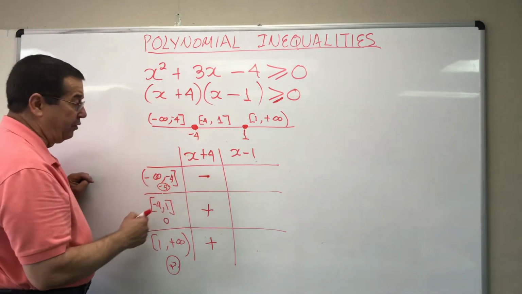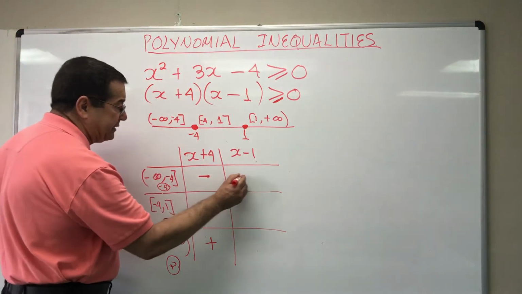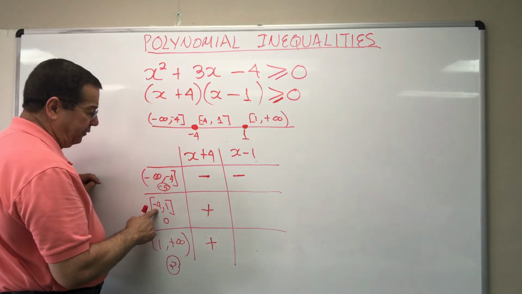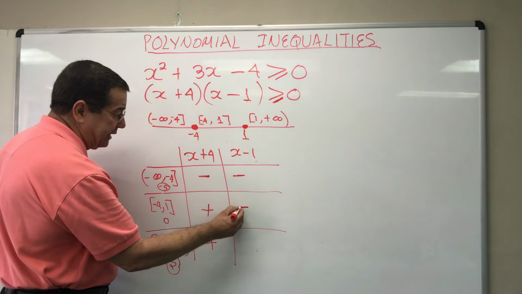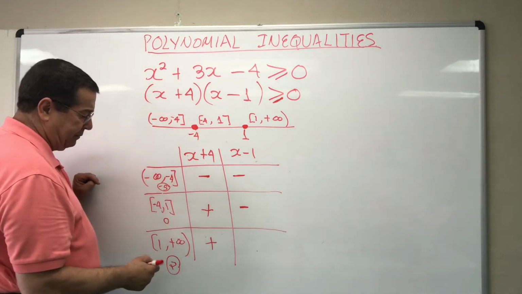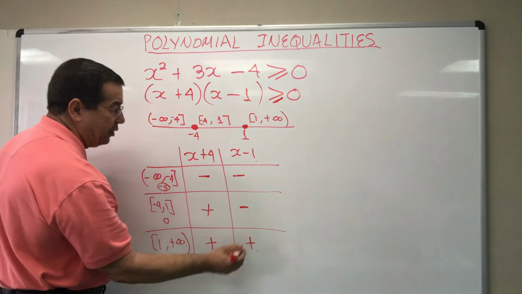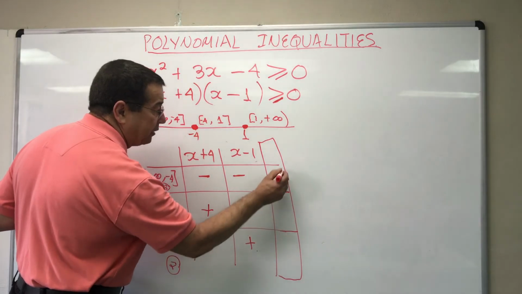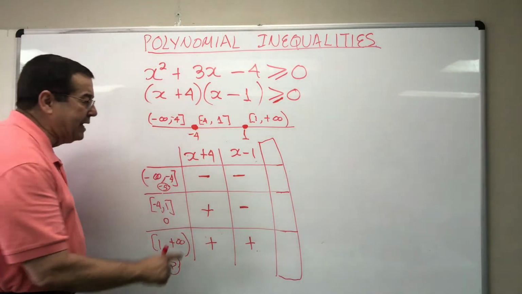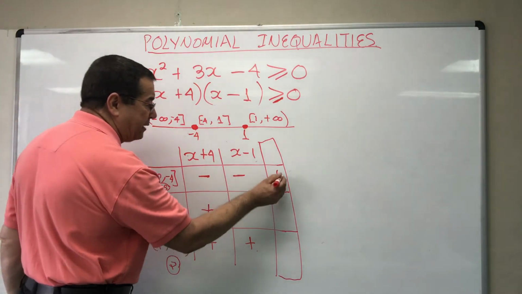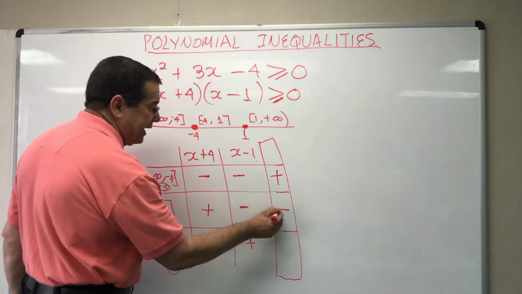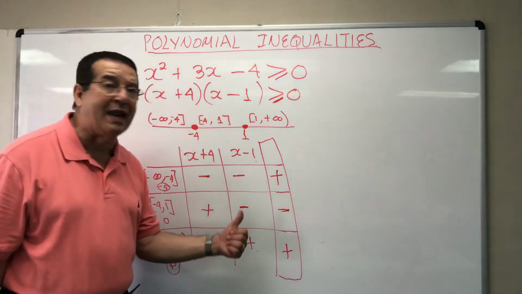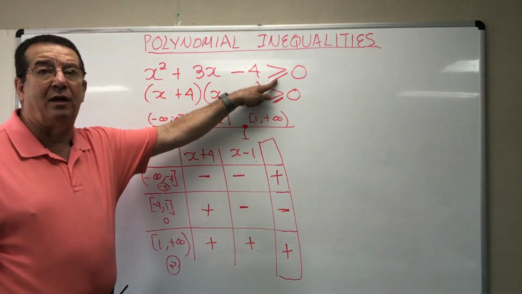You do the same thing with the other factor. Negative 5 minus 1 is negative 6. 0 minus 1 is negative 1. And 2 minus 1 is positive. In the final column, I have my answer. When you multiply, negative times negative is positive, positive times negative is negative, and positive times positive is positive. And the solution I need to write now is greater than or equal to 0.